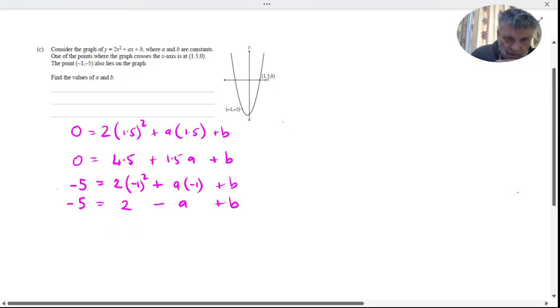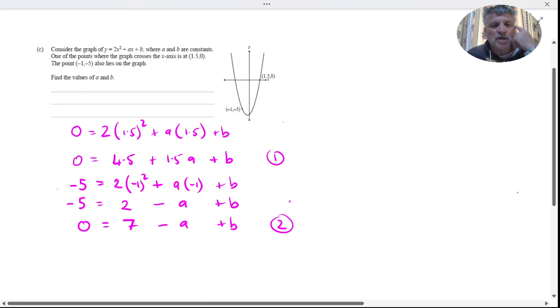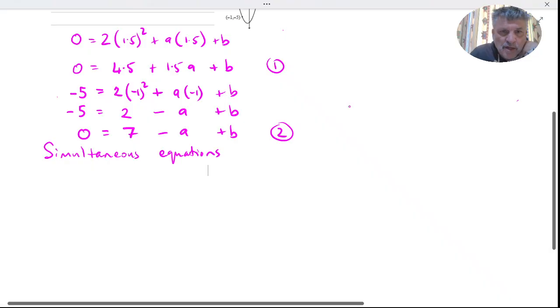I can tidy this up, put the negative 5 on the other side, and we'll get 2 equations. So this equation and this equation that have got 0 on this side, and we want to solve these. We've got 2 equations, 2 unknowns. It's a simultaneous equation. Simultaneous equations, we will find b. So if we just do, say, equation 1, take off equation 2.